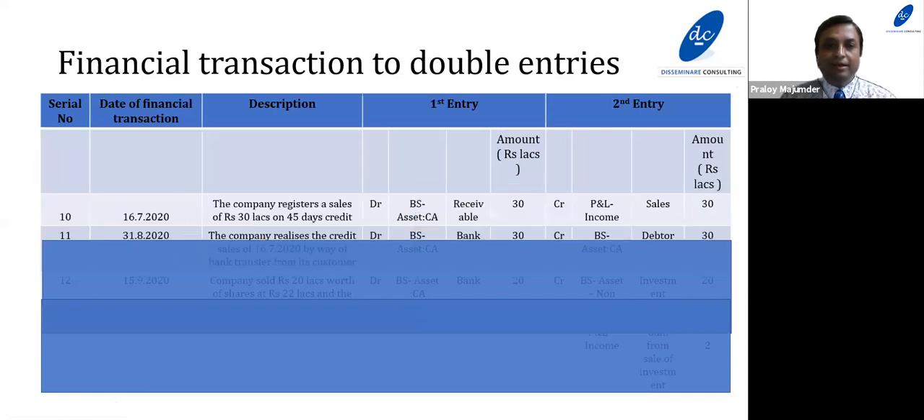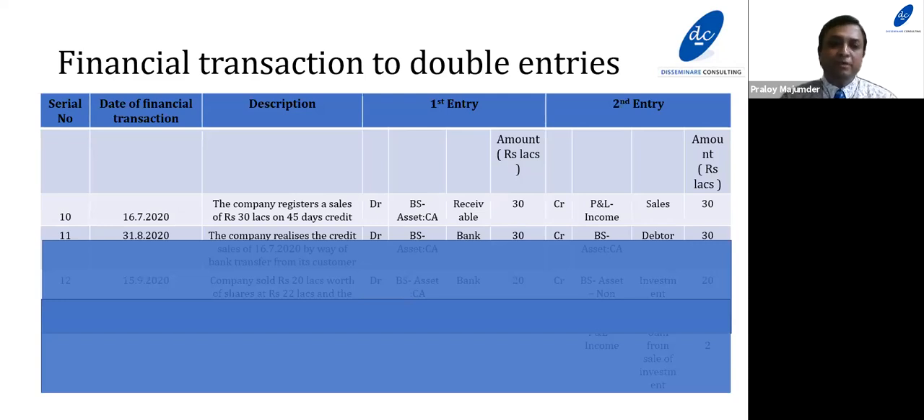Let us take another one. On 16th of July, the company registered a sale on 45 days credit. So what are the financial transactions we have covered? Company starting, taking factory on rent, purchasing plant and machinery, purchasing raw material, incurring expenses, then taking a long-term loan, then EMI payment. So all these are the transactions a business entity incurs during the normal course of actions.